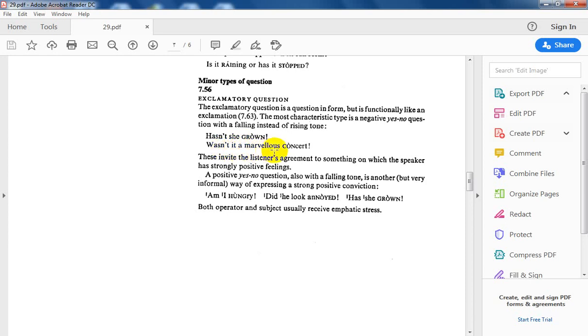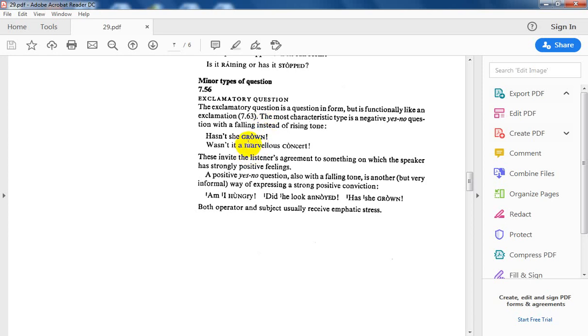Wasn't it a marvelous concert? Again, it is an exclamatory one. What is its function here? We say as a function it is an exclamation. These invite the listener's agreement to something on which the speaker has strongly positive feelings. When I told you, hasn't she grown, I am not asking you. No, I want you to agree on what I feel strongly.